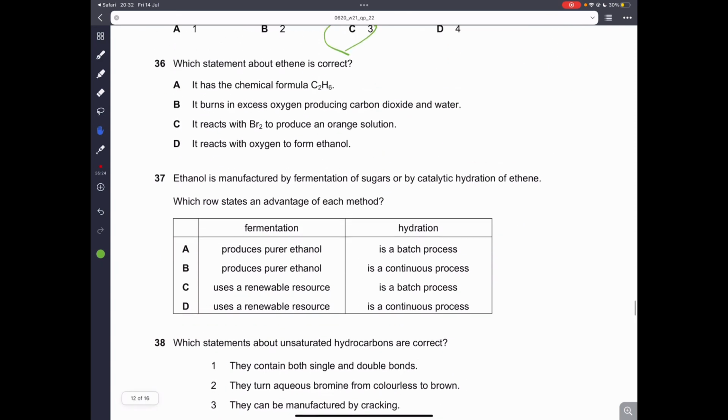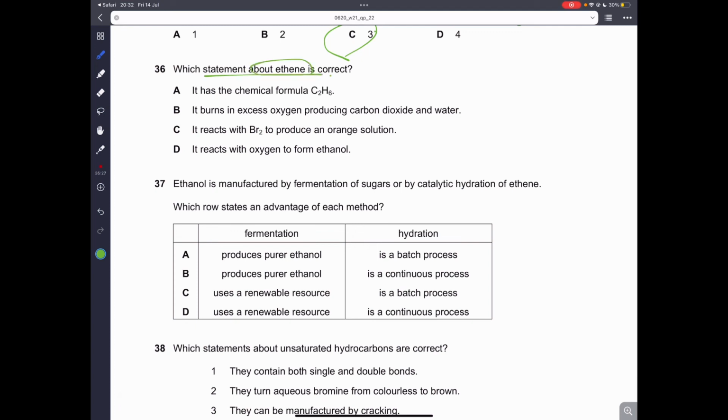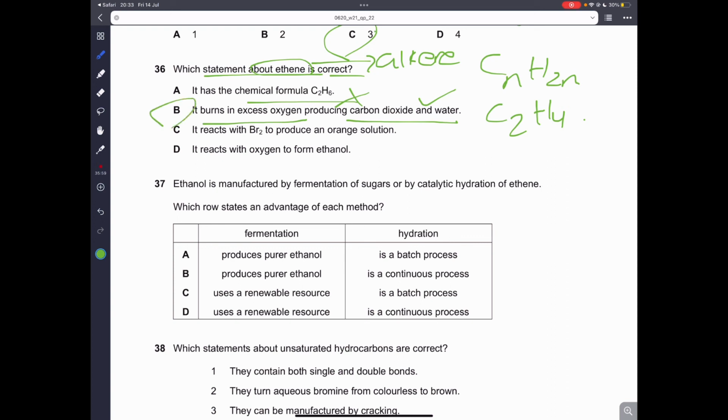36. Which statement about ethene is correct? It has the chemical formula C2H6. No. Remember, ethene is from the alkene family. They have the general formula CnH2n. So the correct formula of ethene should be C2H4. Okay, let's look at B. It burns in excess oxygen, producing carbon dioxide and water. This is correct because it is an organic molecule. It undergoes combustion to form carbon dioxide and water.